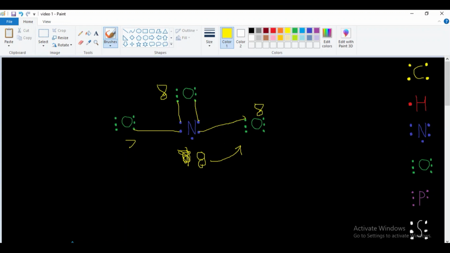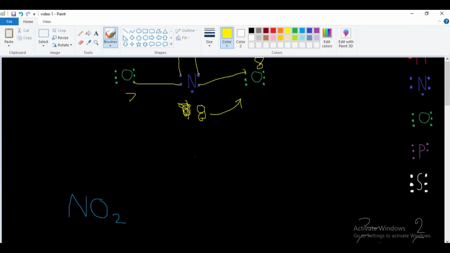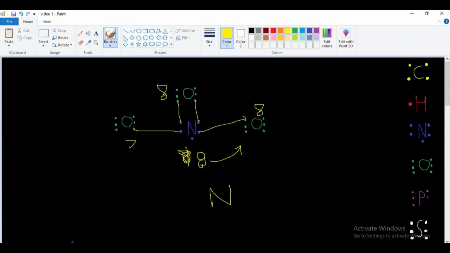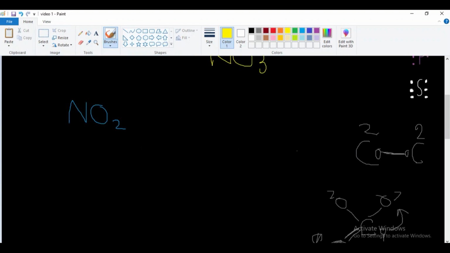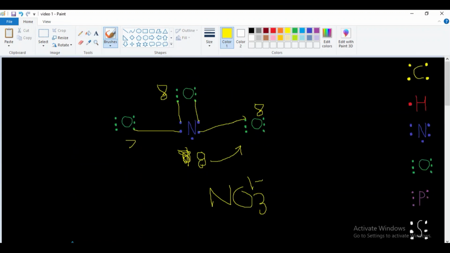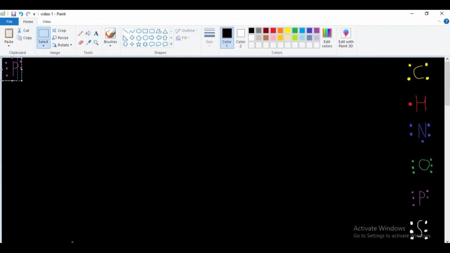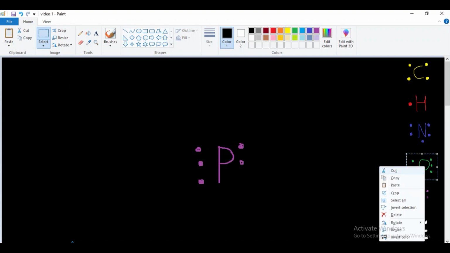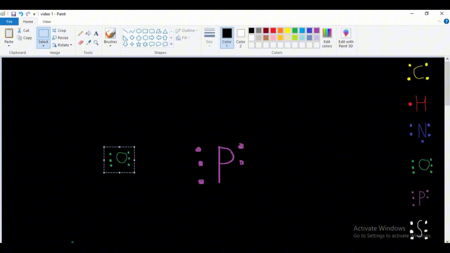Now I need one more electron here to complete. So it's a new charge. I will write it as NO3 and 1 minus. Okay, now moving on to the next. PO4, that is phosphate polyatomic ion. PO4, one oxygen atom here.